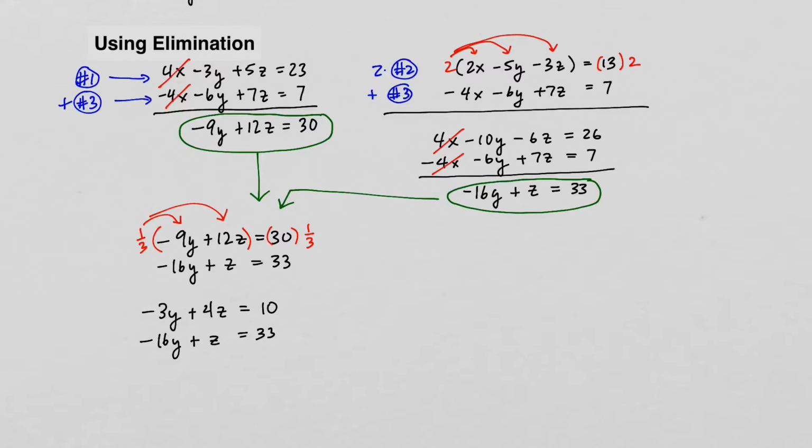And now to finish this up, what I need to do is pick a variable to eliminate. This looks rather unpleasant, but I can cancel the z's quite easily by multiplying the second equation by negative 4 so that we have a negative 4z here. So let me multiply that second equation by negative 4. And this will produce the following.